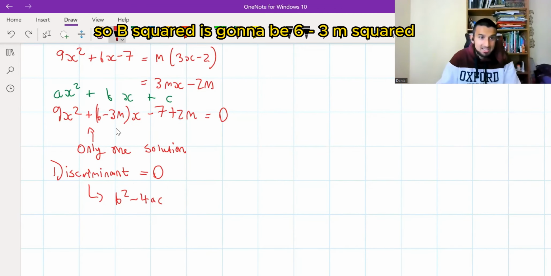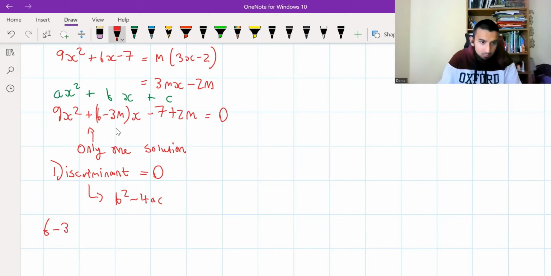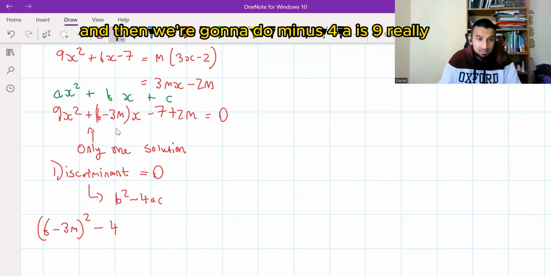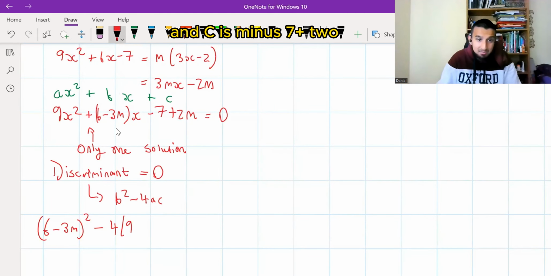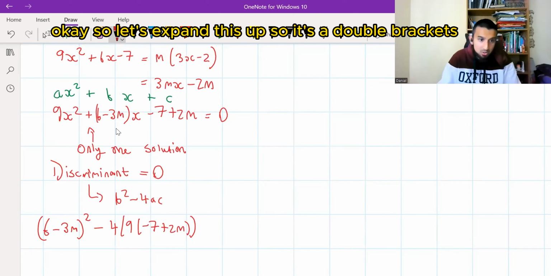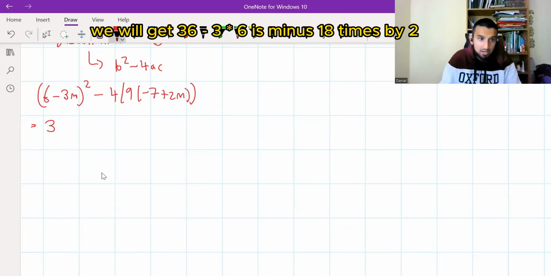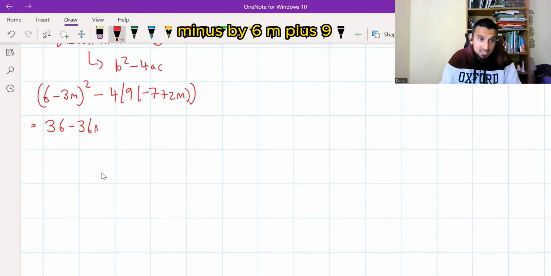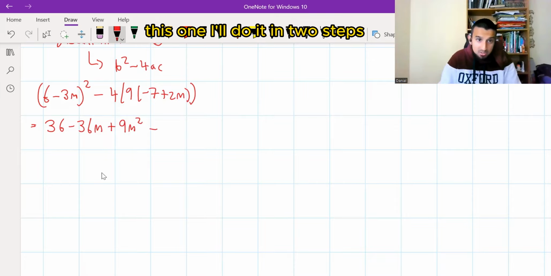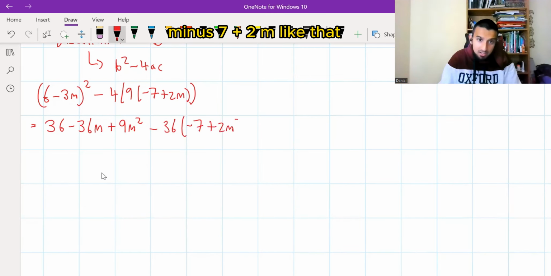So let's keep going. b squared is going to be (6 minus 3m) squared, and then we're going to do minus 4, a is 9, and c is minus 7 plus 2m. Let's expand this out. It's a double bracket, so we will get 36 minus 18m minus 18m, which is minus 36m, plus 9m squared. This one I'll do in two steps: minus 4 times 9 is minus 36, times (minus 7 plus 2m).